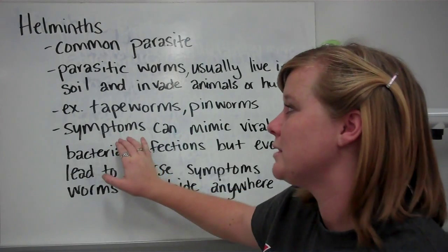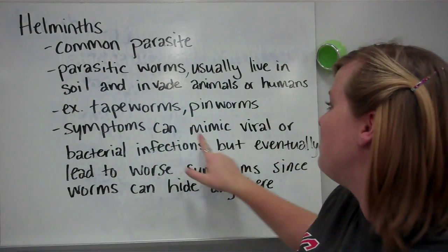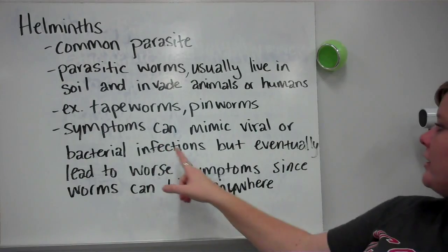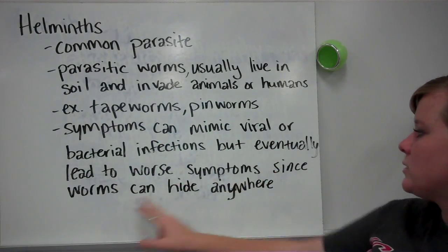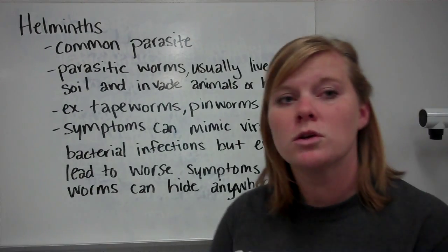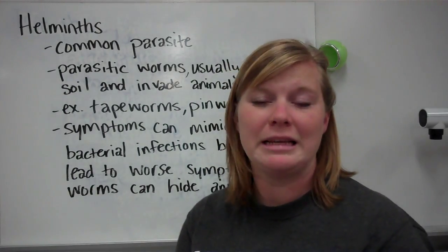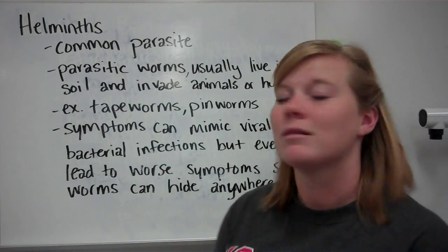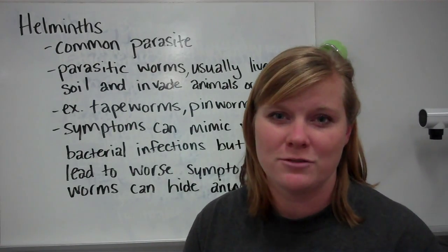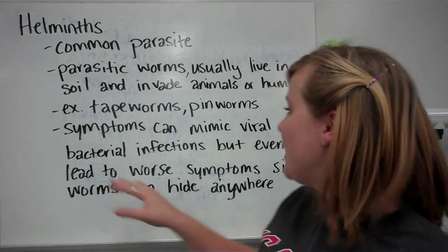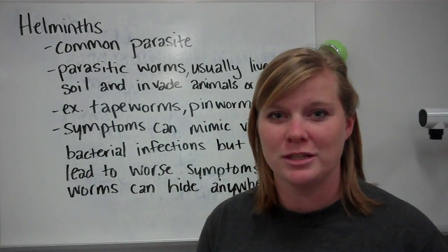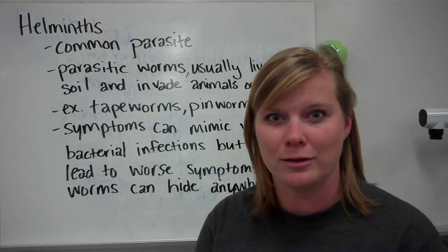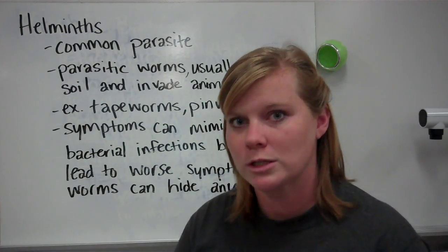A lot of symptoms, especially of our helminths, can mimic viral or bacterial infections, but are eventually going to lead to worse symptoms since worms can hide anywhere. We can find helminths in blood, in skin, really commonly in human digestive tracts, but since they can hide about anywhere, and since the symptoms start out looking like viral or bacterial infections, sometimes they can hide for a little bit longer and cause those symptoms to get worse.